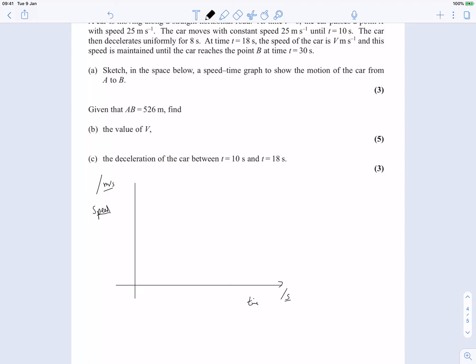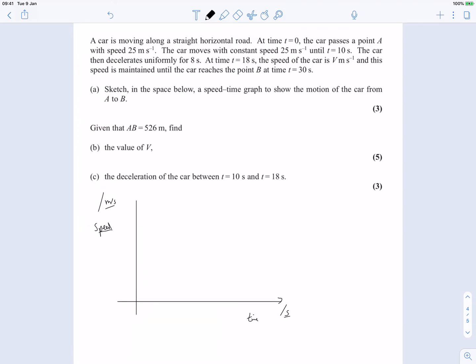Okay, so let's just do it as we go. At t equals 0, the car passes the point A with speed 25. So we're going to have a little mark here at 25 meters per second, and the car moves at a constant speed until 10 seconds. So that means it's going to be flat, it's traveling at a constant speed until here at 10 seconds.